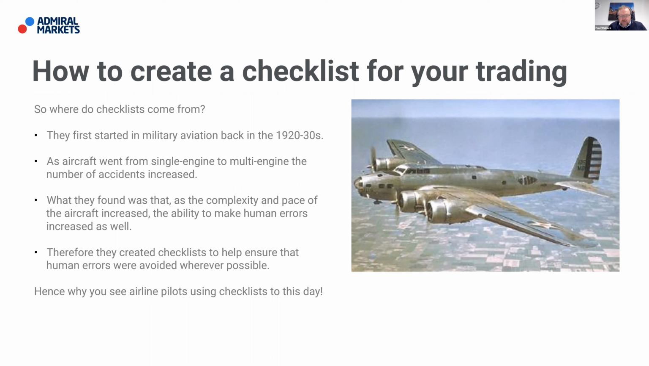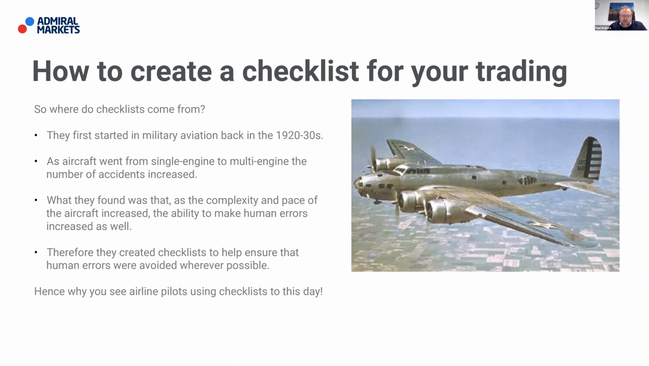Well, as I said earlier on, this is where some of my own earlier background comes back to help me. Checklists actually first started in military aviation around the 1920s, 1930s, the golden age of aviation after the First World War. There was a huge rush of aviation technological developments, and as aircraft went from being single engine towards being multi-engine aircraft, what they also noticed was that the number of accidents increased.